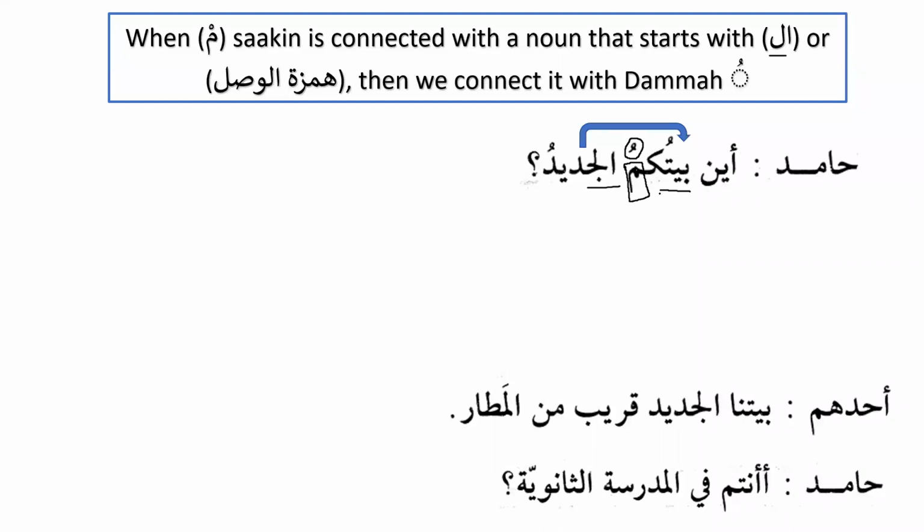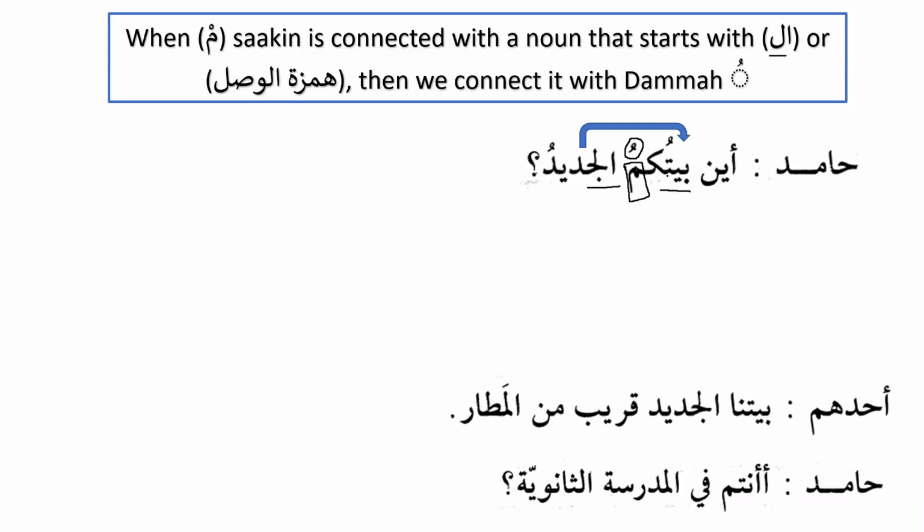Okay, so al-jadidu is definite, but what about baytu? Is this definite or indefinite? Is this ma'rifa or nakira? Yes, please. We know that whenever we have an attached pronoun with a noun, the noun becomes ma'rifa, definite. So baytu is a common noun, but when we have kum with it, and all the attached pronouns are ma'rifa, it also becomes definite.